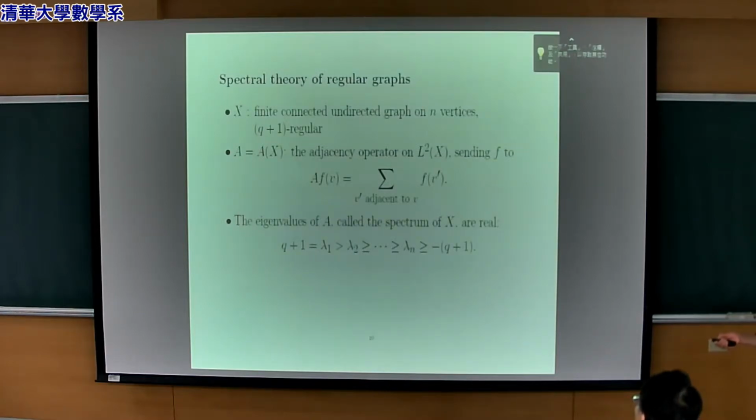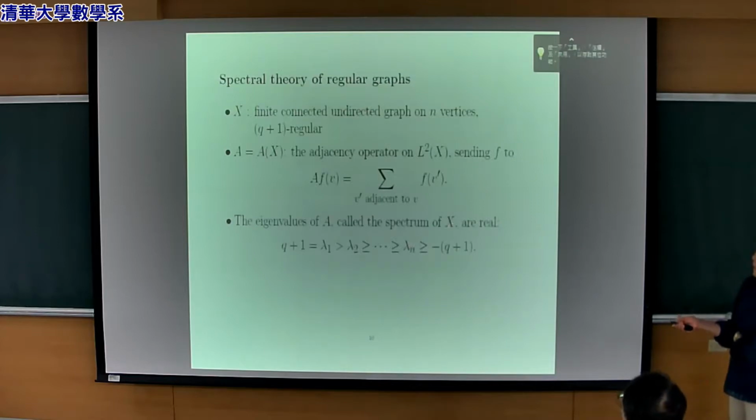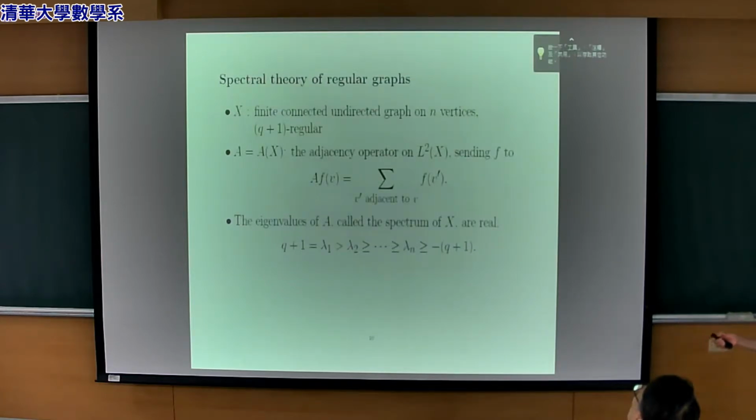So the spectral gap gives important information about the graph, which we're going to discuss. Let me also say that if the smallest eigenvalue is equal to minus q plus 1, that's the same as saying that the graph is bipartite. So we know very well the largest eigenvalue, which is q plus 1, and whether minus q plus 1 is an eigenvalue. These plus or minus q plus 1 are called the trivial eigenvalues. All the rest are the non-trivial eigenvalues.